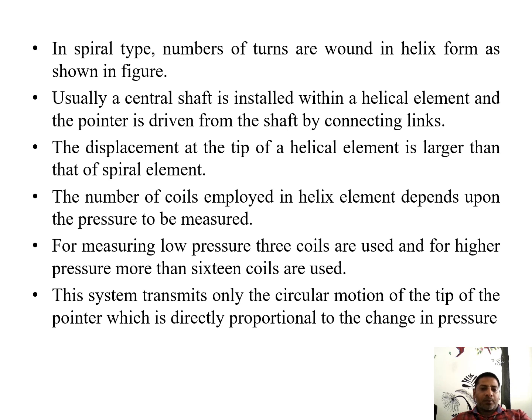The number of coils employed in the helix element depends upon the pressure to be measured. For measuring low pressure, 3 coils are used. And for high pressure, more than 16 coils may be used. The system transmits only the circular motion, which can be used on the tip of the pointer, and it is directly proportional to the change.